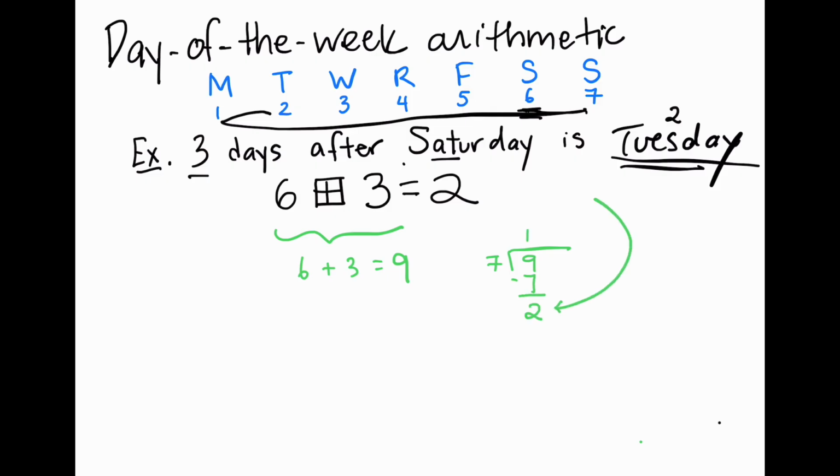And that's really what the remainder is, the answer that we get in day of the week arithmetic. And we can write this as 9 mod 7 is equal to 2. So this just means that when we divide 9 by 7, the remainder is 2. And that's the answer that we get in our day of the week arithmetic.